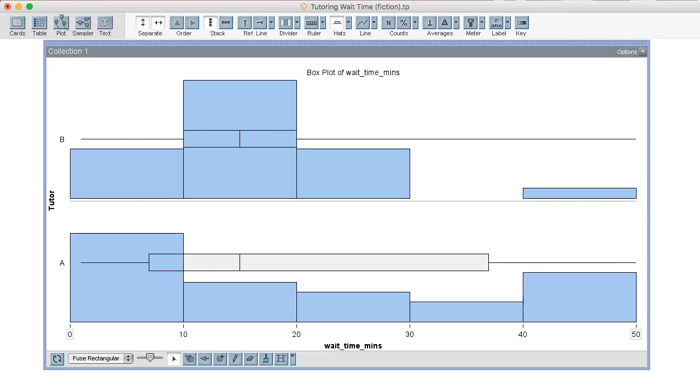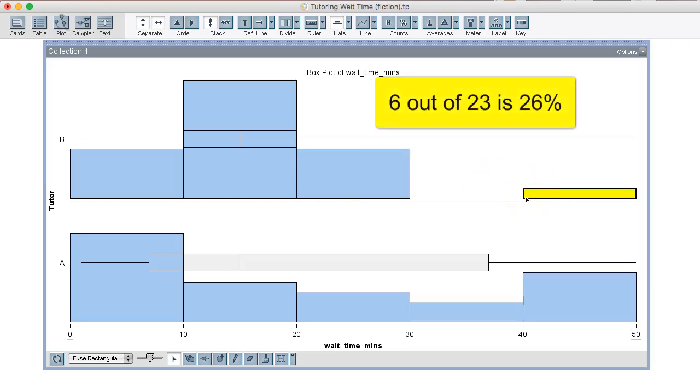Now, we know that a histogram can be useful if we want to answer questions involving percentages, such as what percentage of the sample had to wait 20 minutes, or at least 20 minutes? How many students using tutoring service B had to wait at least 20 minutes? Let's use the histogram first and figure out how many students waited 20 or more minutes. 1, 2, 3, 4, 5, and then this person, 6 people. So 6 out of the 23 is 26%.